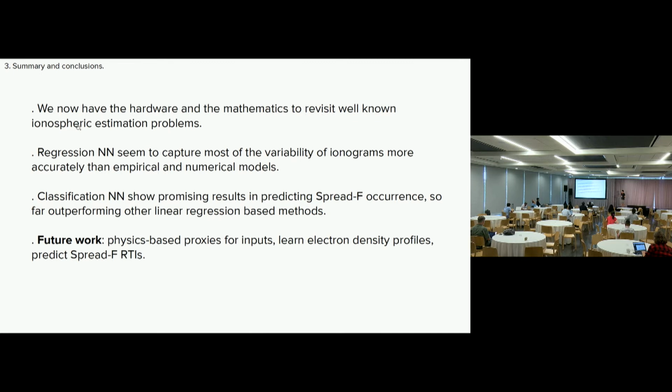Some future work that we're working on right now is, for example, maybe we can tweak the input parameters to build proxies that can better capture, for example, the growth rate of spread F. Maybe combining geophysical parameters can correlate better with growth rates. Then we're working on teaching these neural networks to learn electron density prediction, and we are particularly interested in the possibility of predicting spread F RTIs, treating them like image prediction with convolutional neural networks.